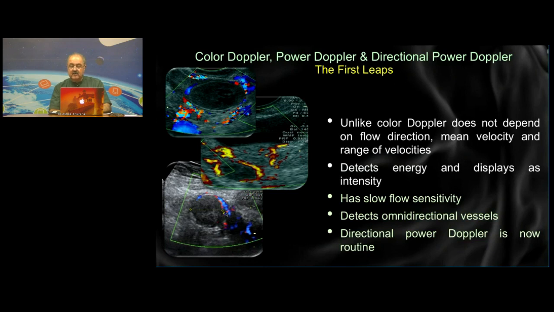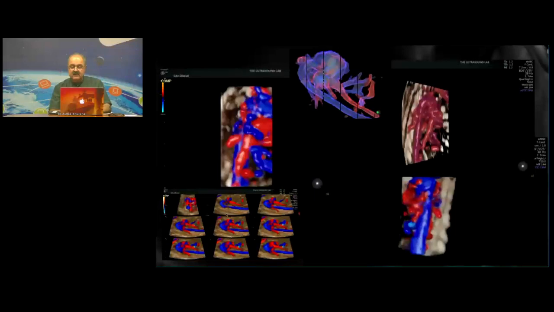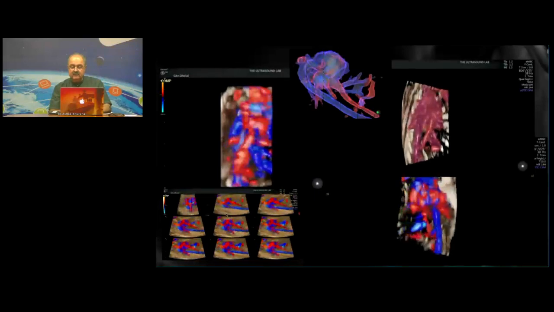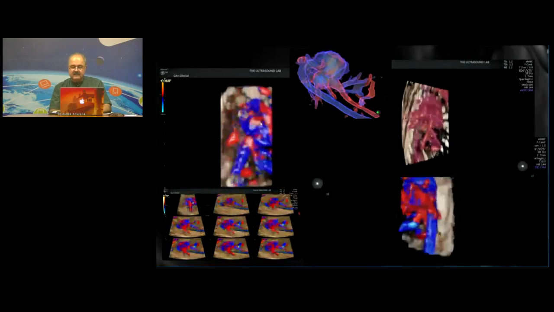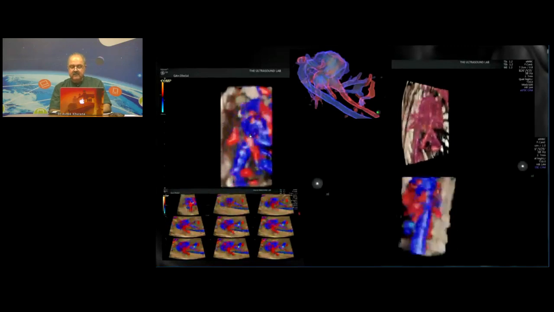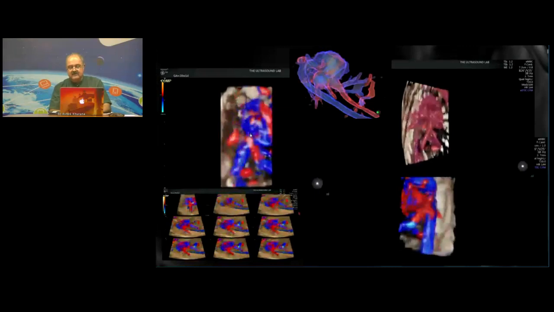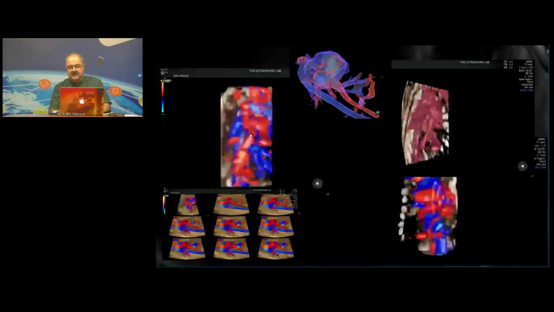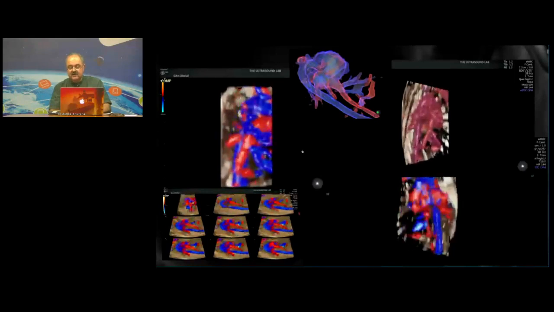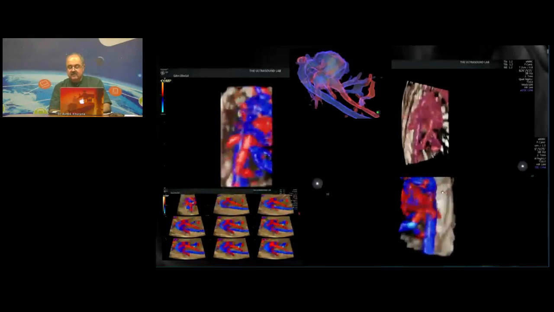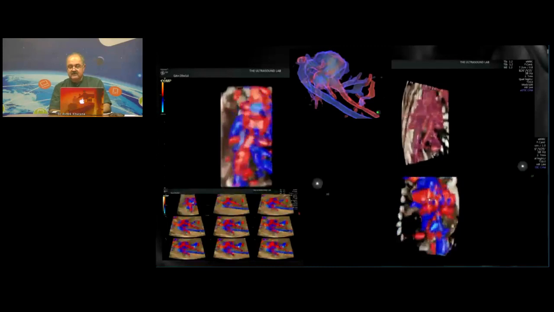But we saw a jump. The jump was looking at flow and immediately realizing that we're able to do 3D and color together. We're able to get 3D color Doppler. In fact, this is not just 3D, this is live, and this is vascular information live. You could slice it, you could reconstruct it, you could rotate it like we do routinely in 3D.